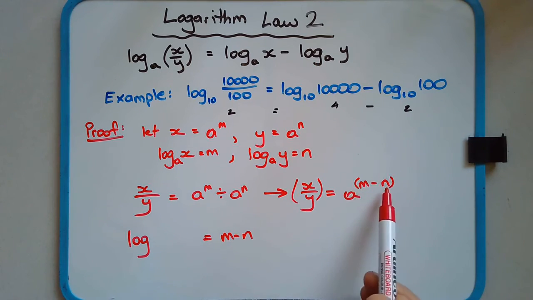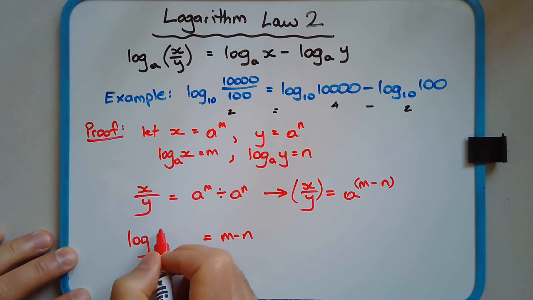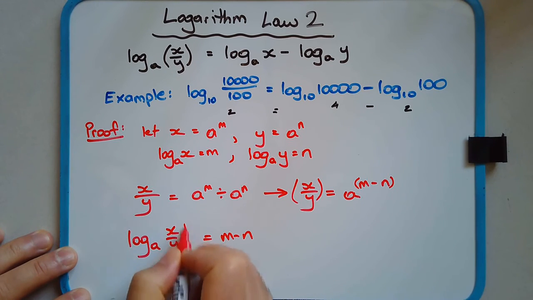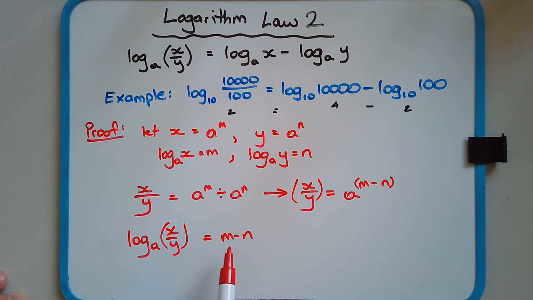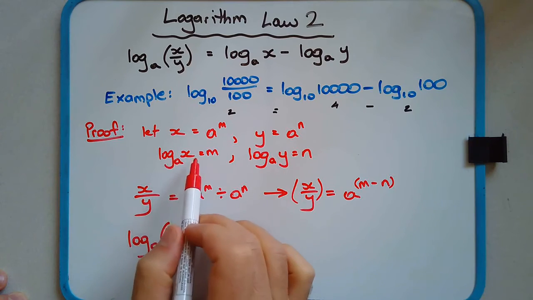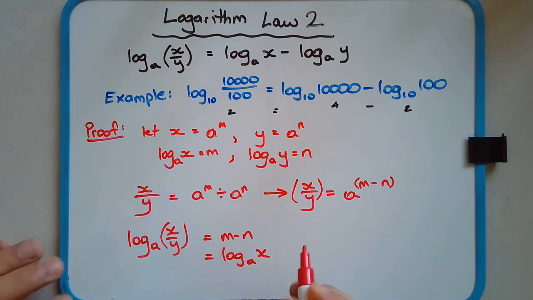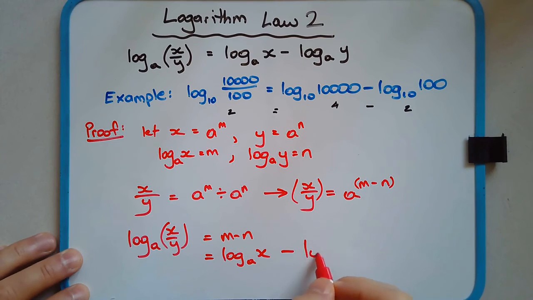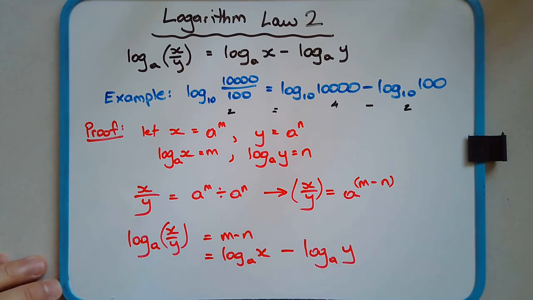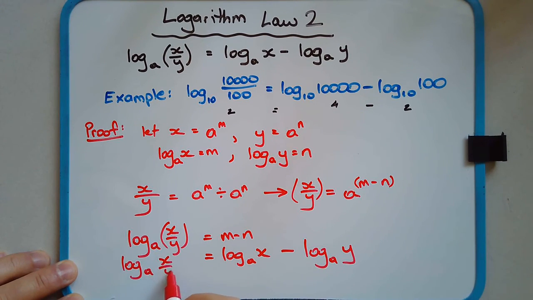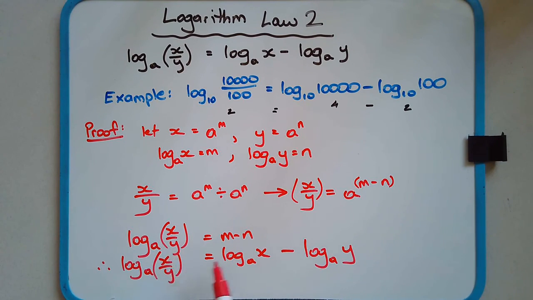So the index here is m minus n, and log base a of x over y is equal to m minus n. But we have a definition for m and a definition for n. The definition of m is log base a of x. And the definition of n is log base a of y. I might just complete the proof by completing the left-hand side. Therefore, log base a of x over y is equal to log base a of x minus log base a of y.